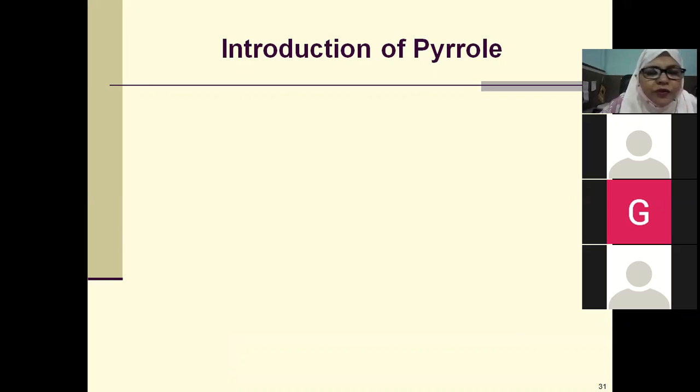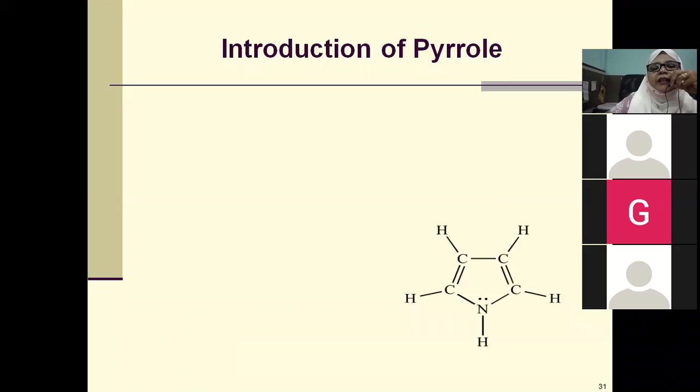Similarly, for pyrrole also we have to do all these types of structures. First we will see the introduction, then its molecular orbital structure and its resonance structure, all that we are going to see. Okay, so this is the structure of pyrrole. You can see here there are 4 carbon atoms and the 5th one is a nitrogen atom. It's a 5-membered ring.